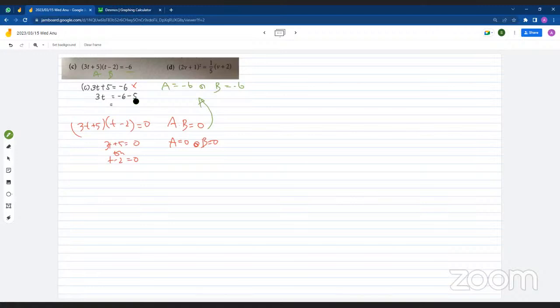No. Correct. Because if this is -6, I mean, A can just be 3 and B can be -2. Where's the -6, right? So that's why this is wrong. This only applies where it equals 0. Does that make sense? This better makes sense rather than memorization. Okay. All right. So what must you do? What do you think? Divide by -6.